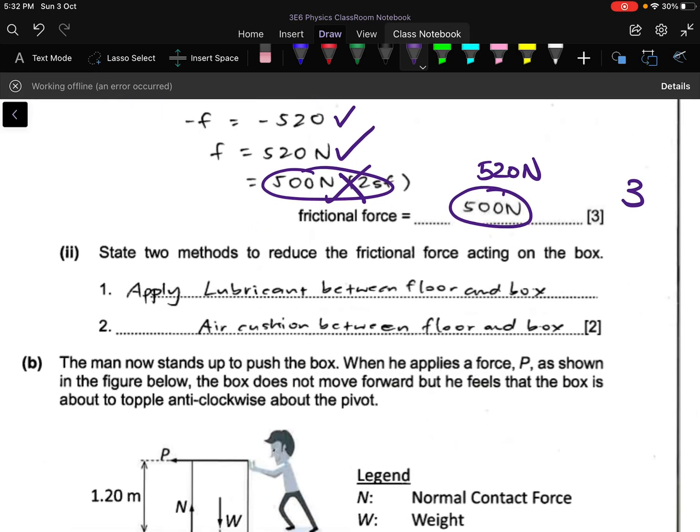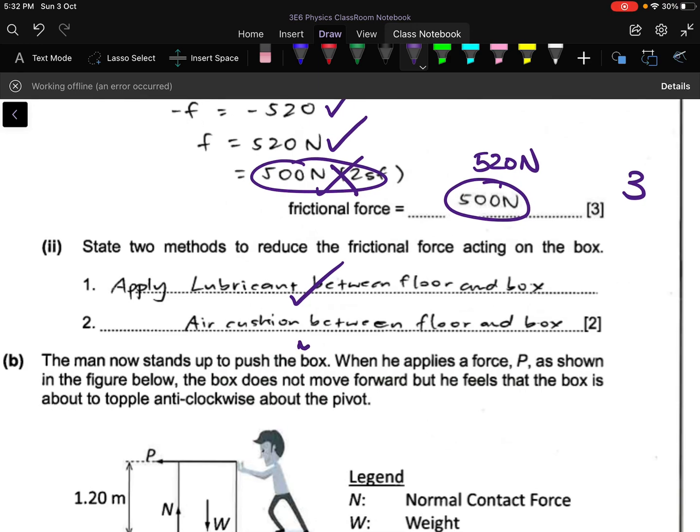Okay, for part 2, you need 2 methods to reduce the frictional force acting on the box. Well, adding lubricant is 1. Having an air cushion between the floor and box is 1 as well. Adding wheels. There are many things you can do as long as it is a sensible one. Reducing the surface area, no, it doesn't work. Polishing the floor, yeah, you reduce the surface roughness. So use a box with smooth surfaces, yeah, can, no issue.